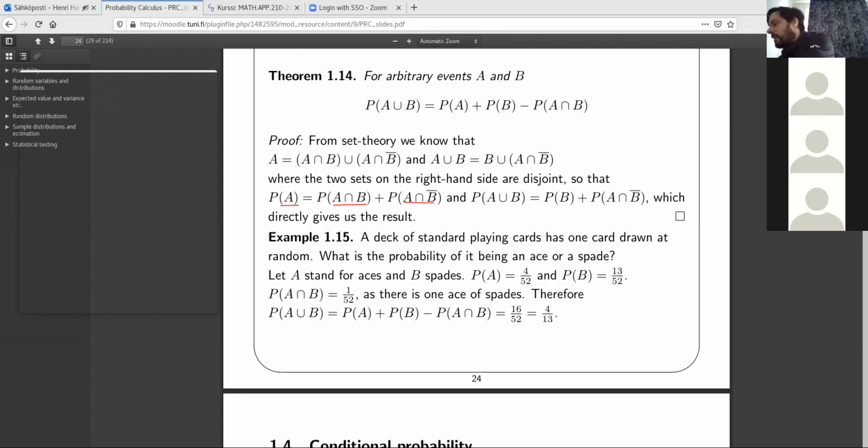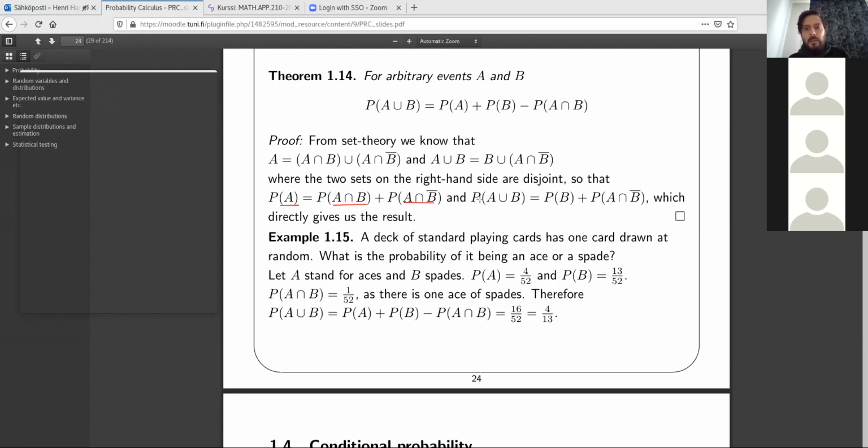So this divides A into two parts: A intersection B and A intersection the complement of B. Those are the elements of A that are in B and those elements that are not in B. So this divides A into two different parts, which are disjoint, obviously. An element of A is either in B or not in B. So we can add those two together.